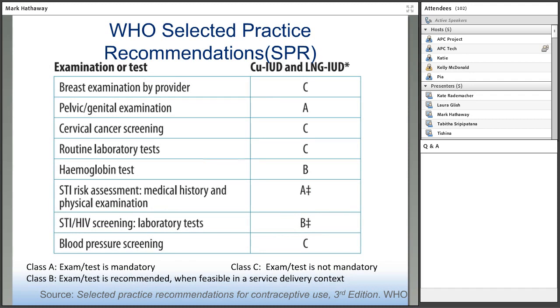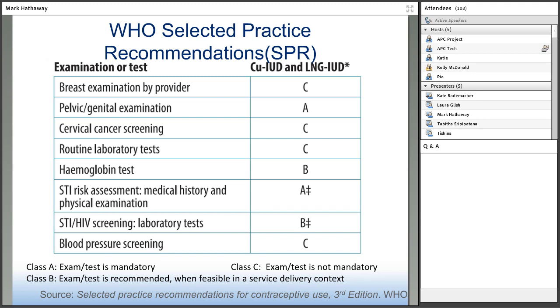I also want to recommend or mention the Selected Practice Recommendations, or the SPR, which is a companion guide to the medical eligibility criteria. This is the latest version and just a portion of it regarding copper IUDs and hormonal IUDs. And it basically points out the examinations or tests that need to be undertaken prior to insertion of an IUD.